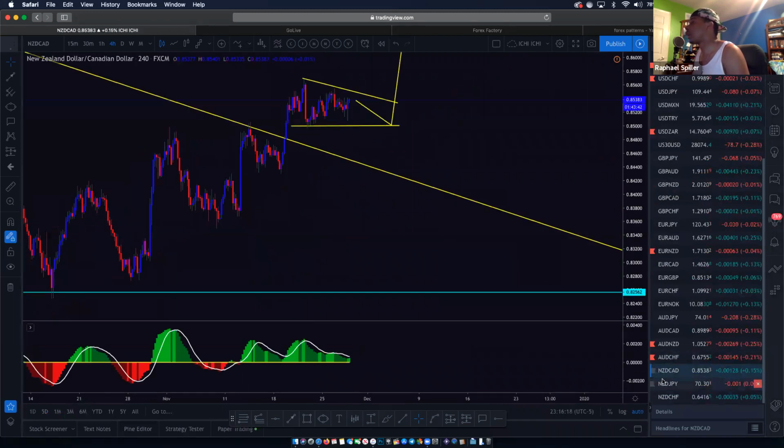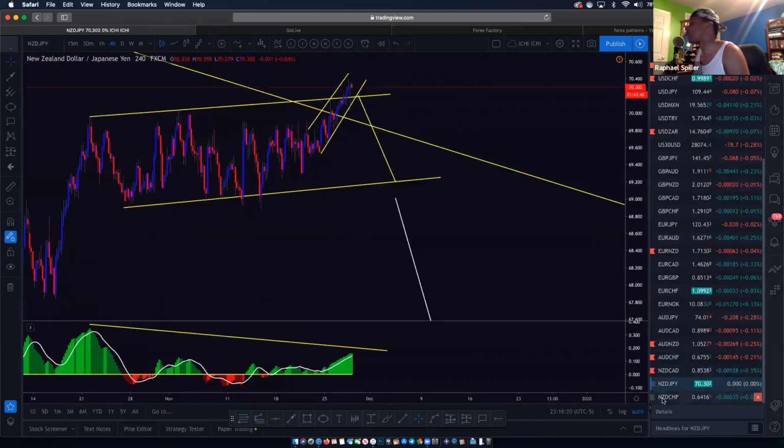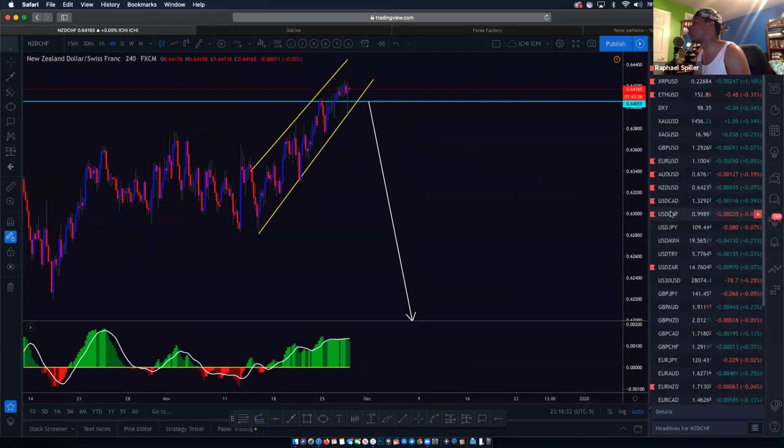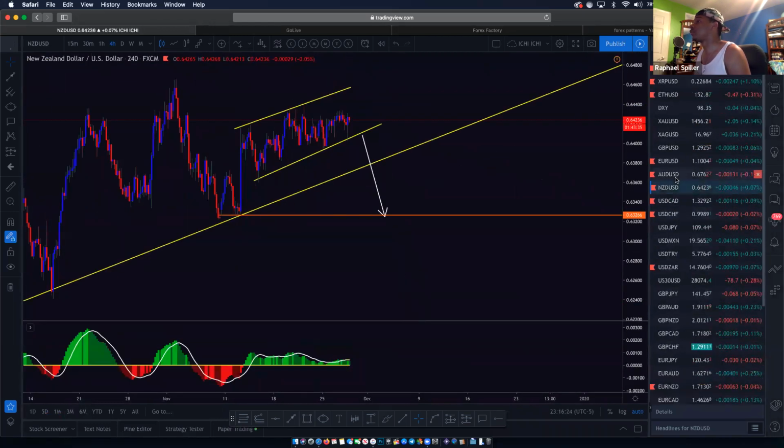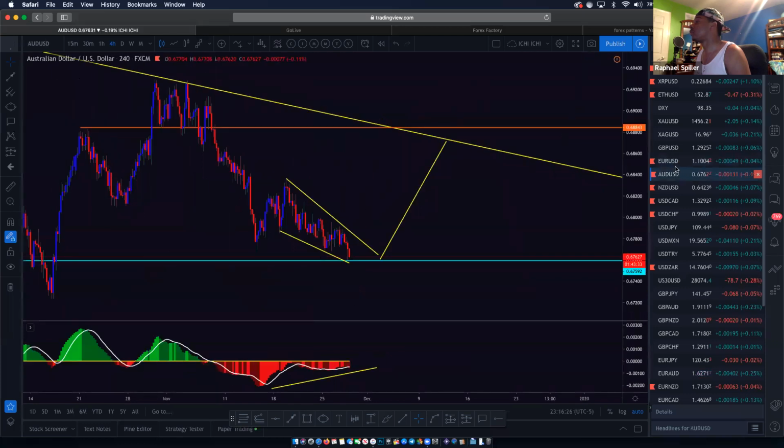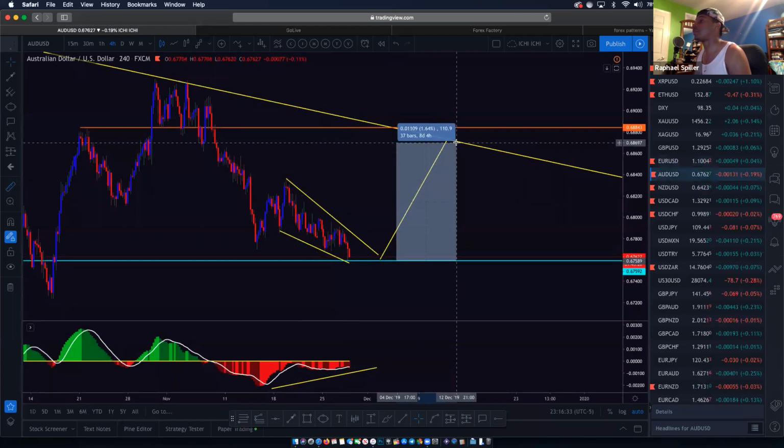Where's that pair y'all like? Yeah, NZD CAD. I might go ahead and hop in NZD CAD. I might just go on 3 trades and call it a week. If this plans out correctly, you guys, this might be a good trade.